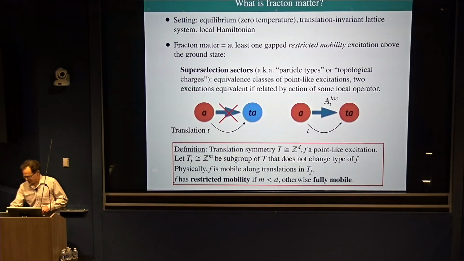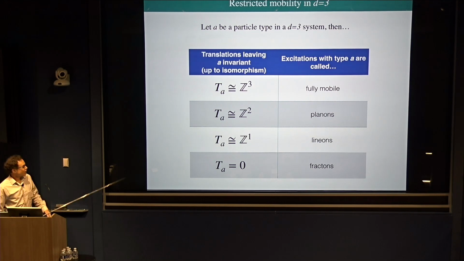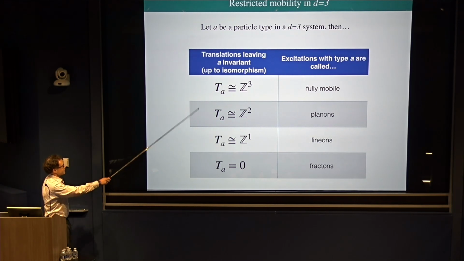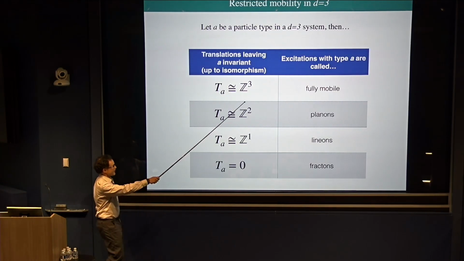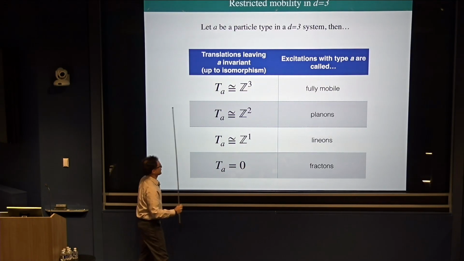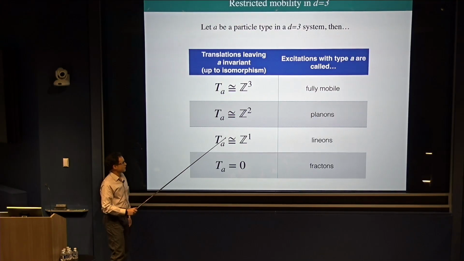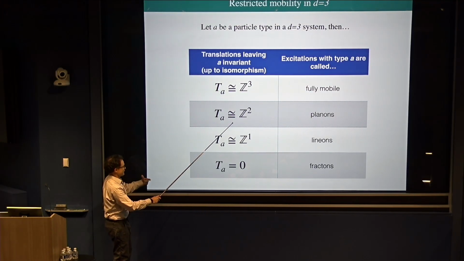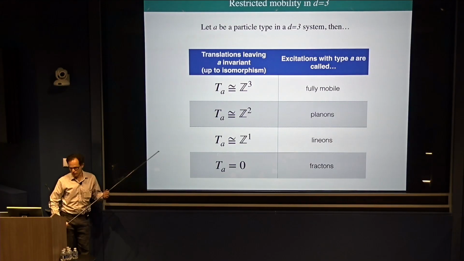So let me illustrate that a little bit in 3 dimensions, like for the X-cube model. I've listed all the possibilities for the group that leaves the type of an excitation invariant here. There are only these possibilities. And these are the names that we gave the corresponding excitation. The X-cube model doesn't have any excitations like this, except the trivial one, excitations that are fully mobile in space. Planons always have a group that doesn't change their type isomorphic to Z squared, and so on. For fractons, this group is trivial.